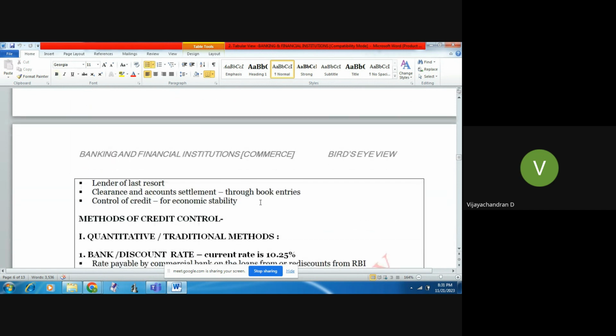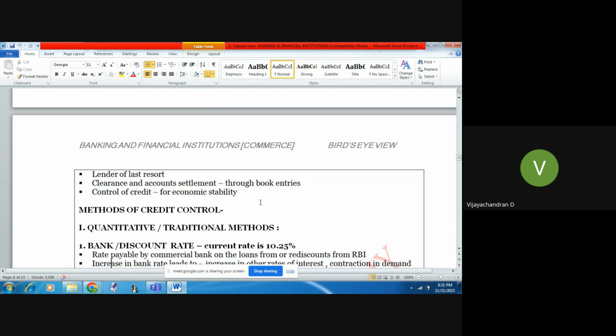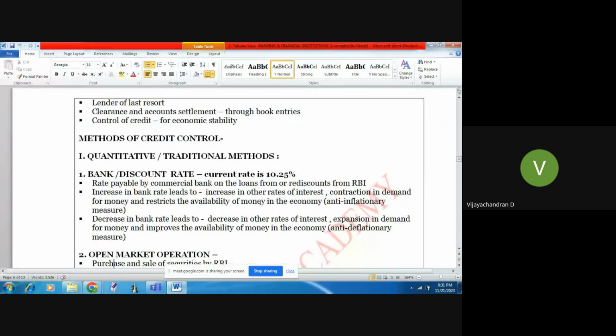Very important is credit control. As you know, there are two types of credit control: one is quantitative credit control, another is qualitative credit control. Quantitative credit control includes the bank rate policy. They will fix a rate, an interest rate, beyond which they will not lend. That is the rate at which the commercial bank will lend the money.